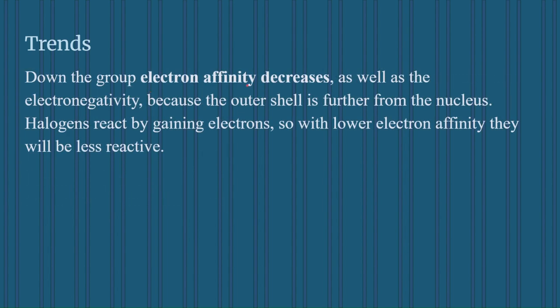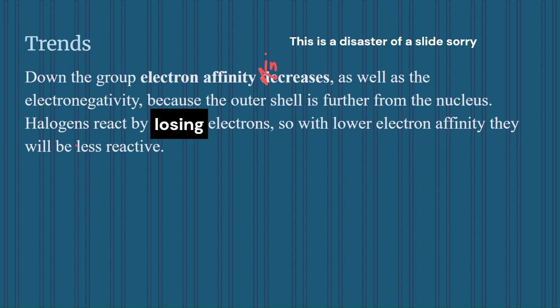And down the group, the electron affinity decreases, and the electronegativity decreases. They're similar to each other, because the outer shell is farther from the nucleus. Also, electron affinity is its ability to be attracted to electrons, and electronegativity is the ability to attract electrons. Halogens react by gaining electrons, so with higher electron affinity, they will be more reactive. Who wrote this? I wrote this.